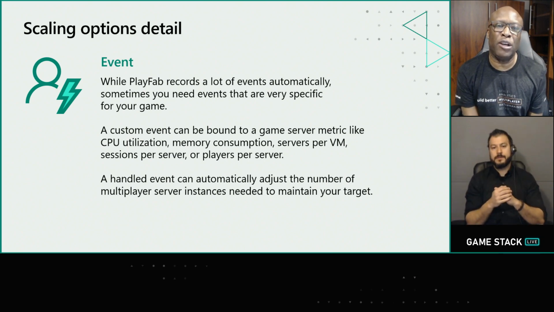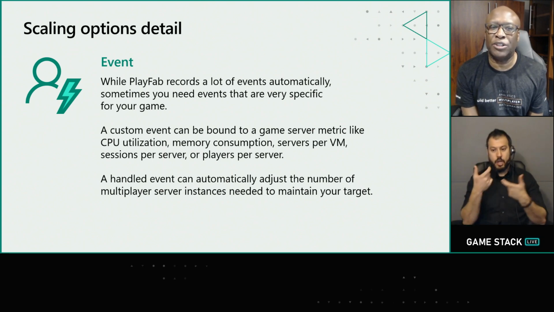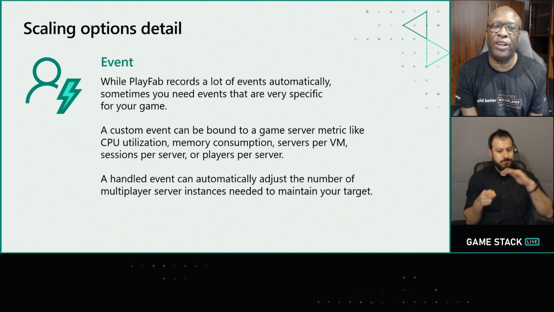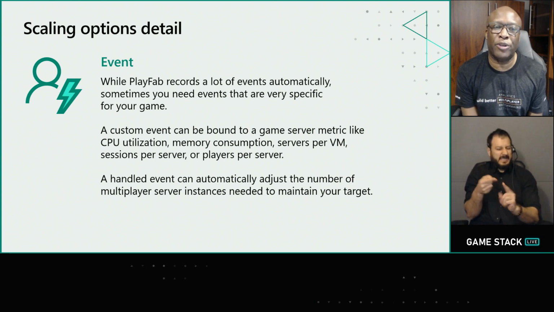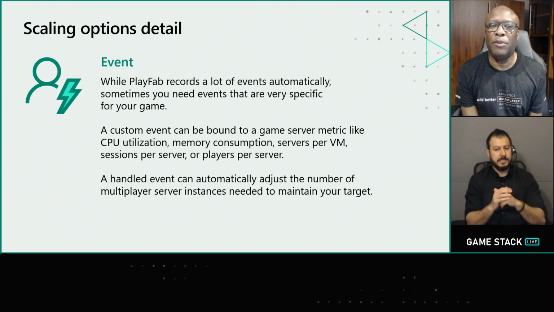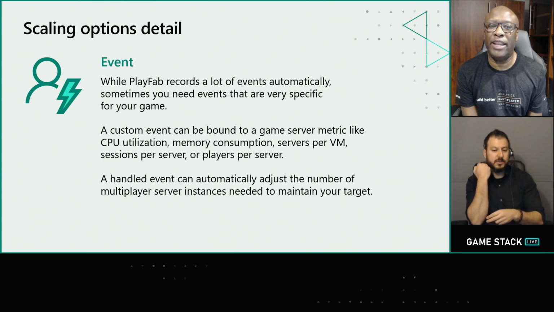Another scenario would be a complex path, level, or map in your game server code. If a larger than expected number of players traverse these routes that generate greater demand on VM resources, you can also adjust the scale levels on the trigger of a custom event generated from an increase in specific server performance metrics. A custom event can be bound to a game server metric like CPU utilization, memory consumption, servers per VM, sessions per server, or players per server.